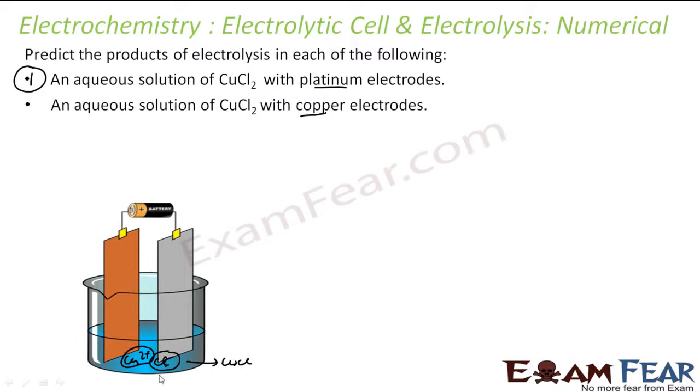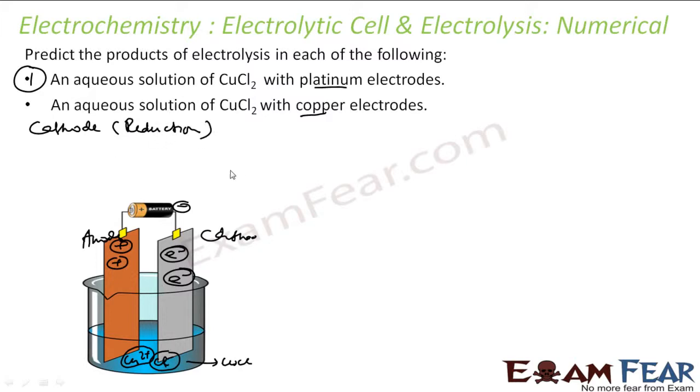Any doubt in this? No doubt. So this is my anode and this is my cathode. Here will have negative charge, so we will have more electrons here. Here will have positive charge. Correct? So first let's do the cathode, where we have reduction happening. For reduction, the possible option is either Cu2 plus ions from the solution get reduced, or water itself can get reduced. Only two options I have.